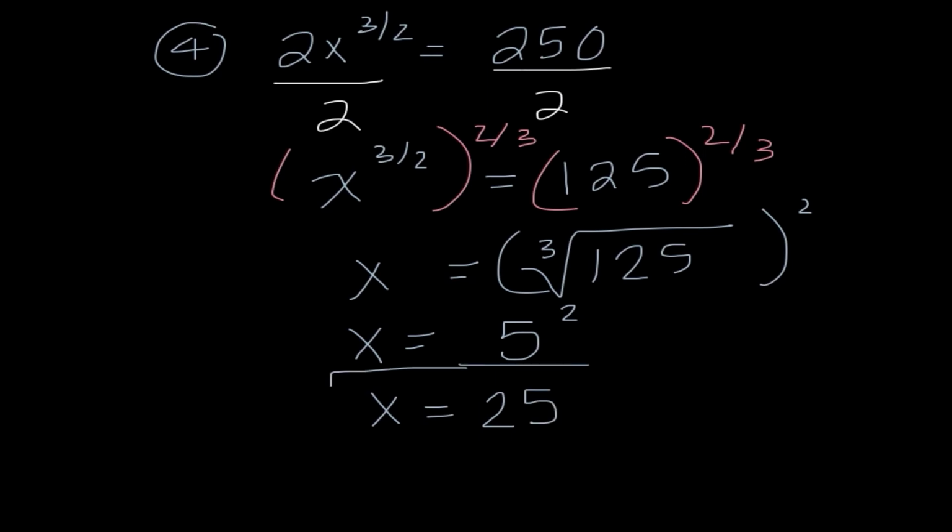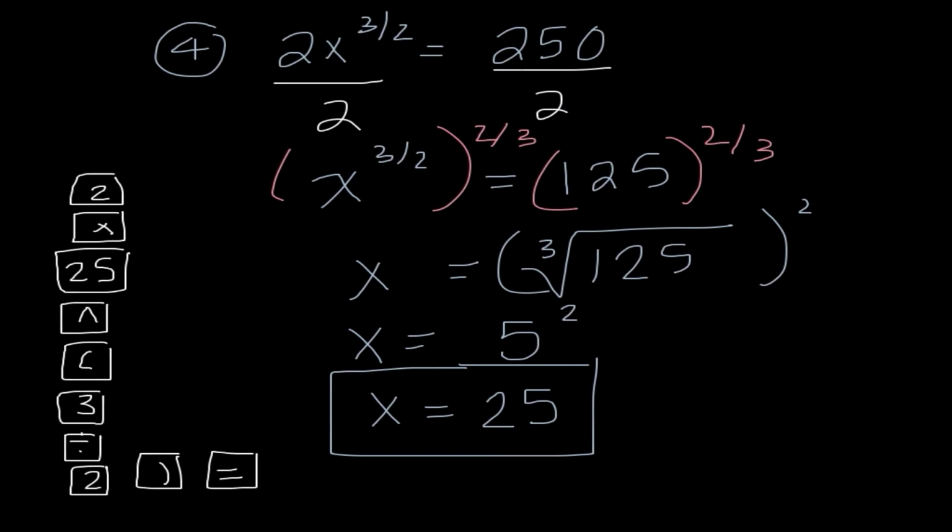Now, I started boxing this, but before I know that this is my answer, I need to double check. So in my calculator, I would do 2 times 25 to the 3/2 power, and I'm going to write this out for you. And I need to make sure to put my 3/2 power in parentheses. That's the big thing on this. And when I do that, I would notice that this is a solution. It makes a true statement.